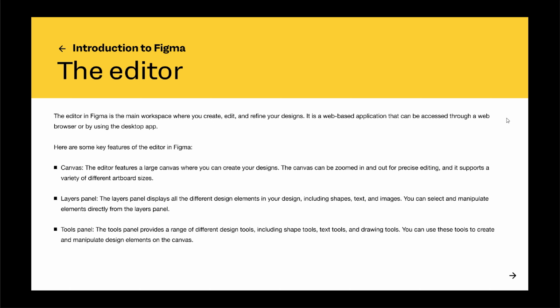The editor features a large canvas where you can create your designs. The canvas can be zoomed in and out for precise editing, and it supports a variety of different artboard sizes. Layers panel. The layers panel displays all the different design elements in your design, including shapes, text, and images. You can select and manipulate elements directly from the layers panel.